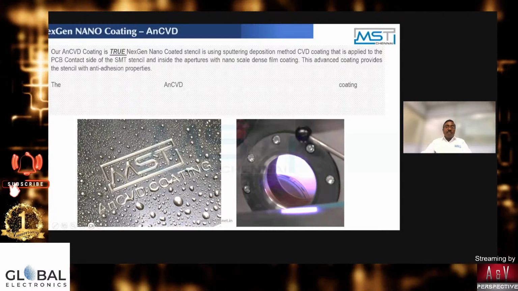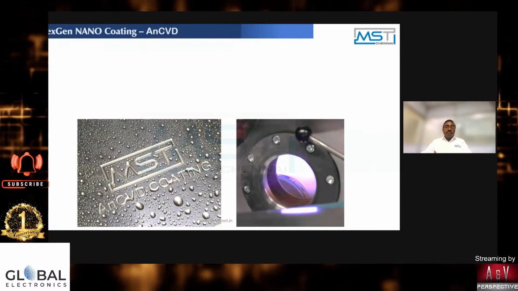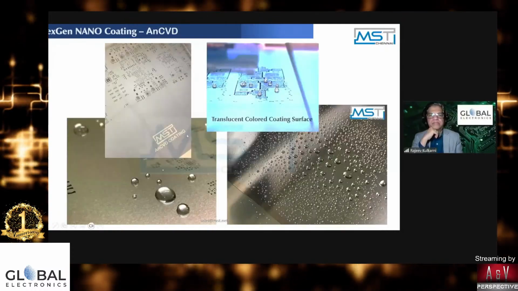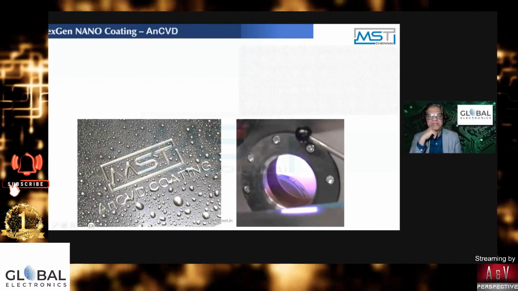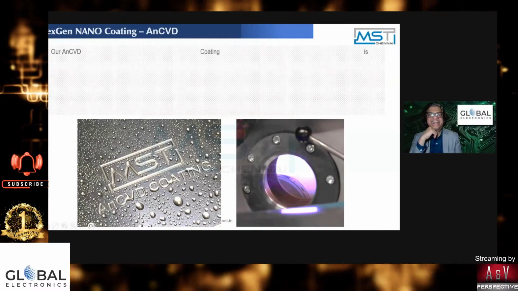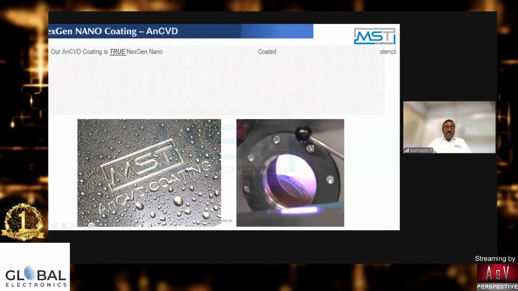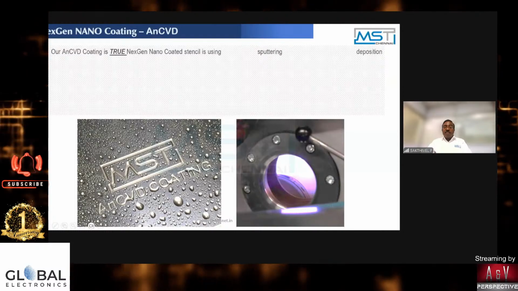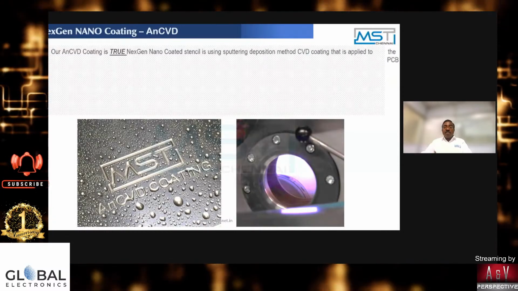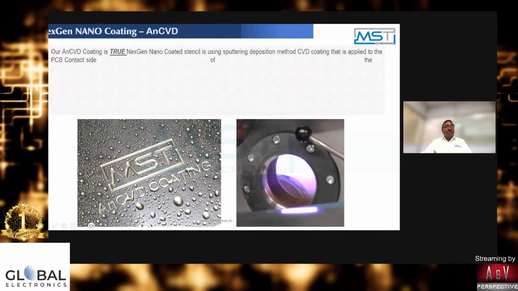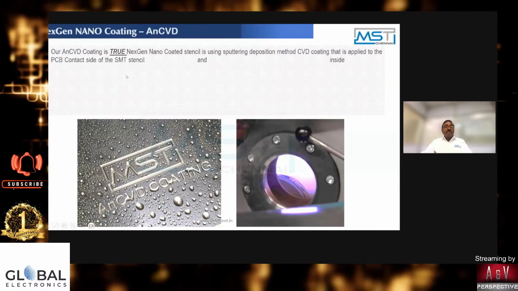See, this is on a different color. This is the coated area and this is the non-coated area. You see the surface tension; there's a repulsion on the surface. So this is what is happening with our coating.